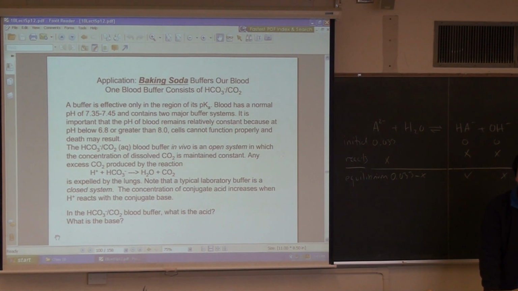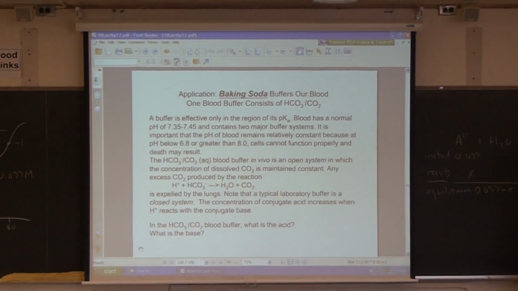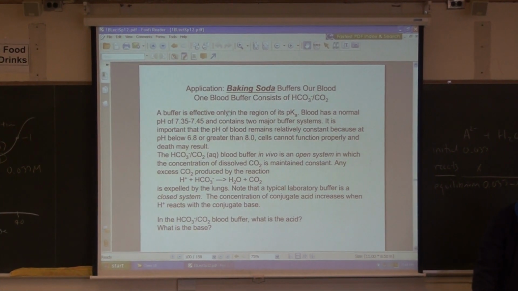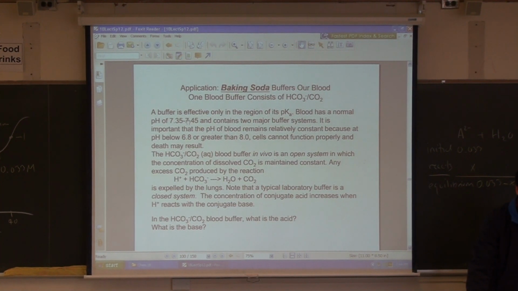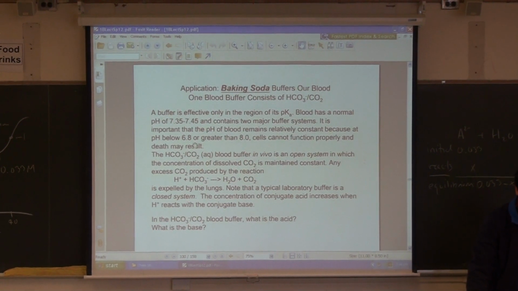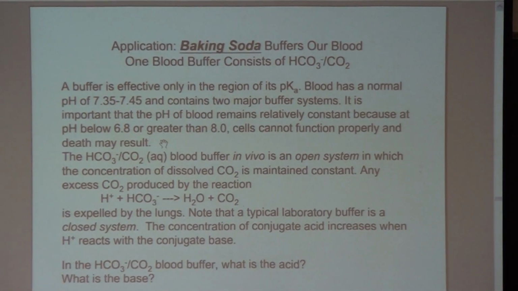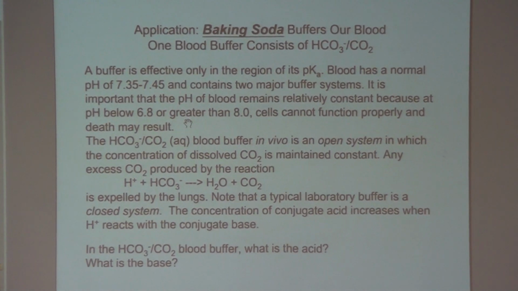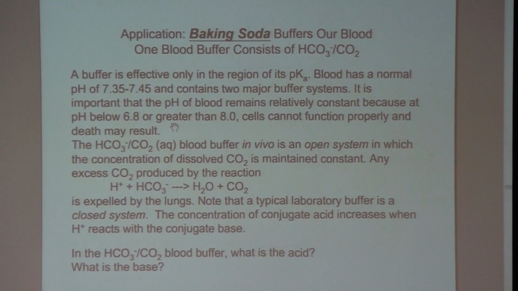Okay, so let's talk about blood buffers. There are two blood buffer systems in our blood. One is baking soda, the other one is hemoglobin. We're going to look at the baking soda blood buffer system. We know that a buffer is effective only in the region of its pKa. Blood has a normal pH of about 7.4, and it's important that the blood remain constant because if the pH of our blood goes below 6.8 or rises above 8.0, our cells can't function properly and death may result.